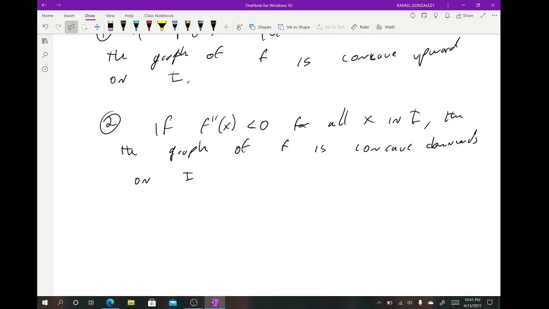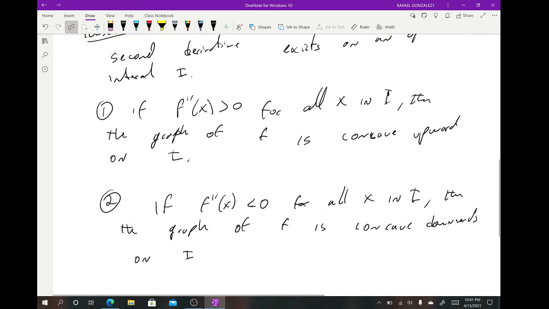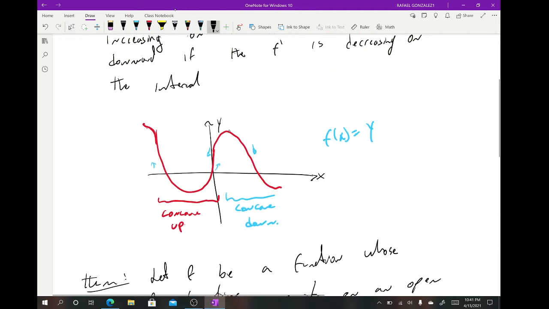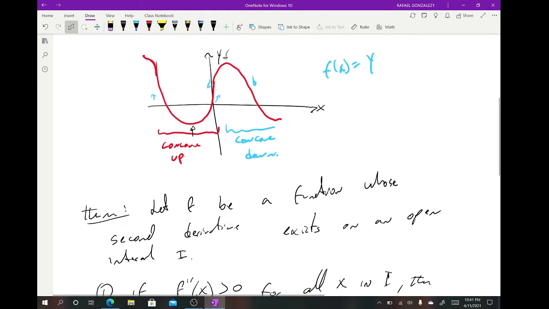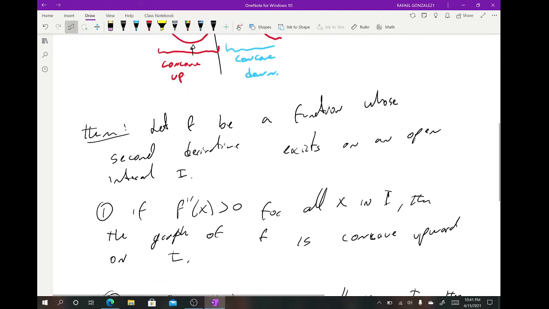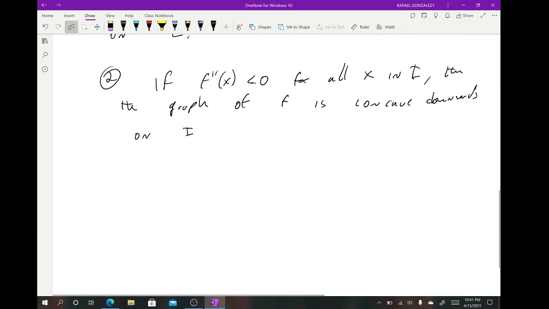Now this is a test that I like to use a lot because it helps me find on which interval there's definitely going to be a max or a min, because if you notice from here, when the function is concave down, there's a maximum, and when it's concave up, there's a minimum. So if you could determine what the concavity is on the interval, then you definitely know that the maximum occurs on that interval or the minimum occurs on that interval. Okay.